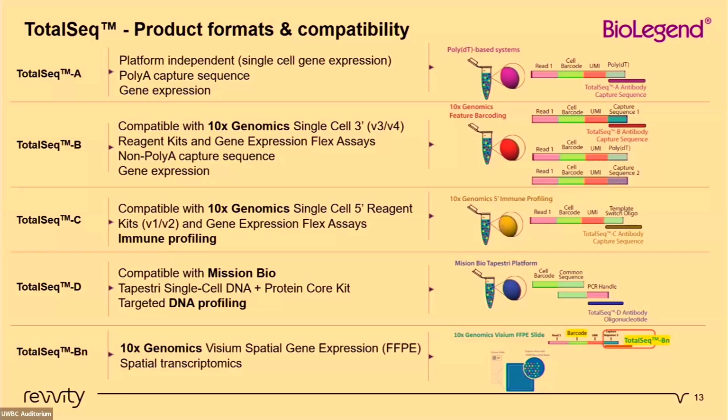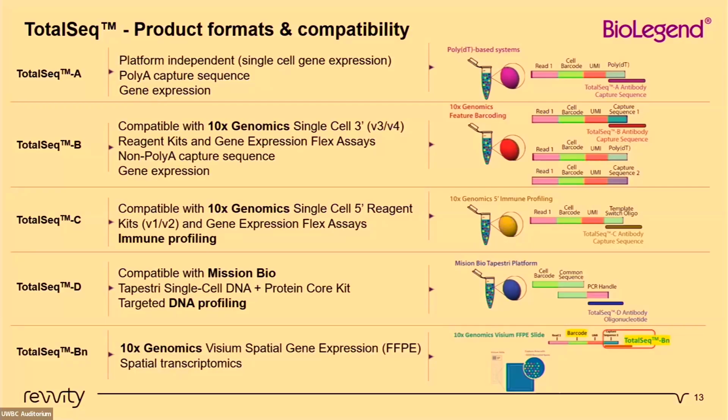What happens here is we have our TotalSeq A antibody capture sequence, which is a poly-A, and it's going to bind to poly-dT on whatever system that is. Then we have our TotalSeq B products, which are specifically compatible with 10x Genomics single-cell 3' assays, whatever they're calling them these days, and some of the Flex gene expression assays. The TotalSeq B antibody capture sequence is complementary to capture sequence 1 on the 10x products. Notably, you can use our TotalSeq A products with 10x 3' kits because they still have that poly-T for the mRNA, so those are still compatible. There are just different components you need to prepare the libraries at the end of the day.